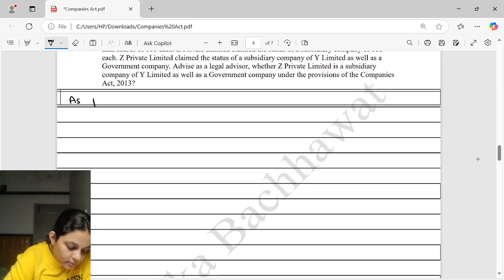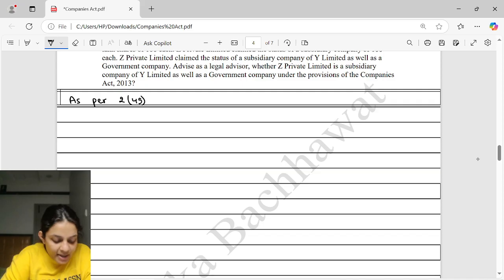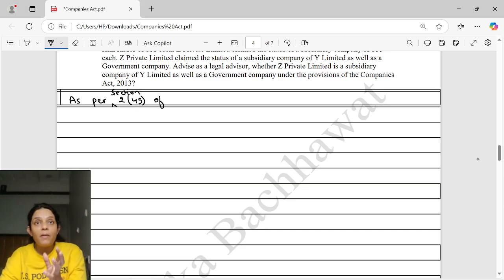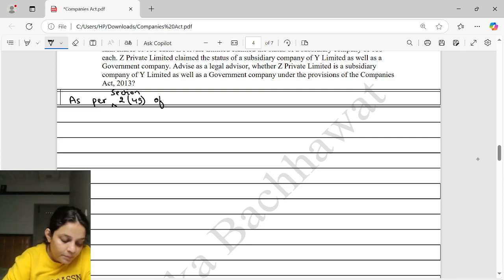So, as per, I don't know why I am always forgetting writing. As per section 2, clause 45, please, if you don't remember, you will simply write, I repeat again, you will simply write as per the provisions of, correct? Section 2, clause 45 of the Companies Act 2013.